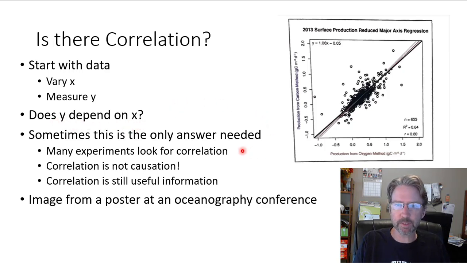Many experiments look just for correlation. There's always the correlation versus causation thing, but if you have correlation, you have something. You don't necessarily know the cause, but it's important to find links between different parameters often. So here's an image I took from a poster at an oceanography conference, and it's data that they took, and the big output of this study was whether these two measurements are correlated with each other. So they were looking at the statistics of correlation.